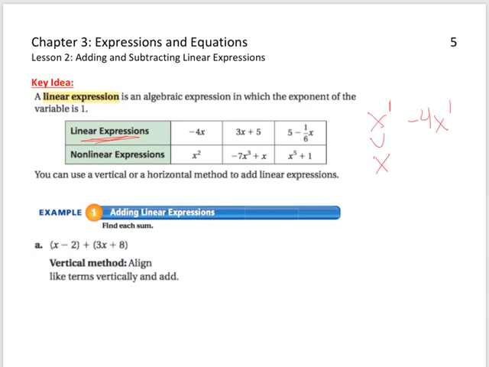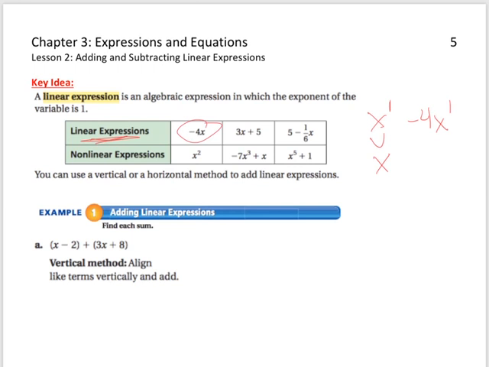So then our nonlinear expressions, and the reason that it's called a linear expression, let me back up a little bit, is because if you look at linear, it kind of sounds like line and even has that word line in it. So when we start graphing these out, which we'll do in the future, if you were to graph out -4x on a coordinate plane, it would be a straight line. However, when you get into these nonlinear expressions like x squared or -x cubed plus x, these are not going to be straight lines. They might have curves in them, and so they're not going to be linear. So that's why it is called a nonlinear expression.